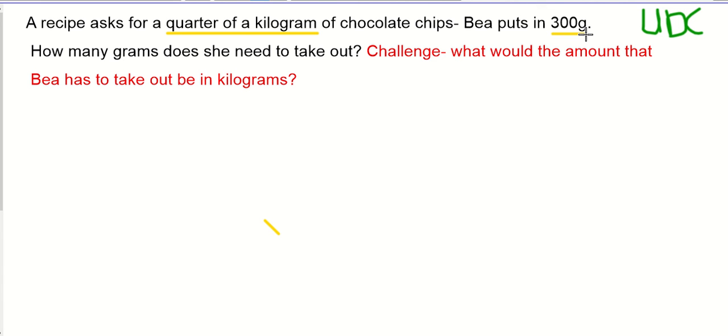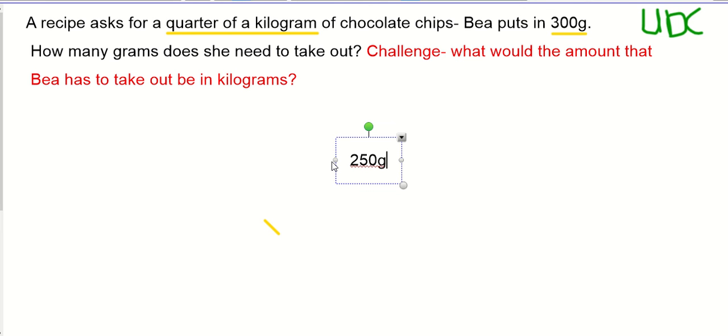So we've got to now divide 1,000 by 4, because we're finding 1/4, which is the same as dividing by 4. The best and fastest way to do this is to half it and half it again. If we half it once, we're dividing by 2. If we half that again, we're dividing by 4. Interestingly, it fits with what we've just done: half of 1,000 is 500, and then half of 500 is 250. So the recipe asks for 250 grams. She's put in 300 grams.